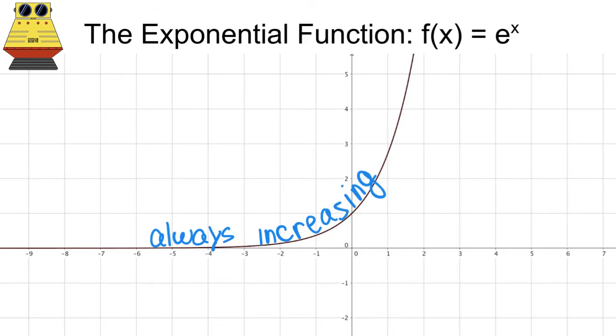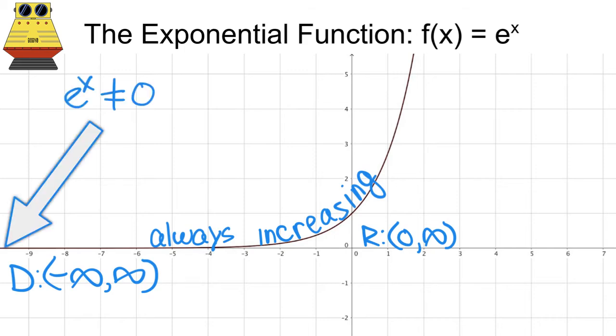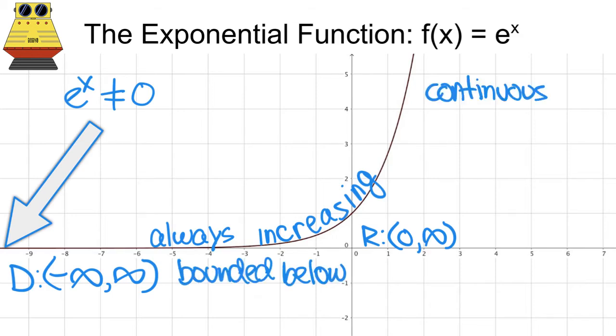The domain is all reals, and the range is (0, infinity), exclusive of 0. E to the x can never be equal to 0, no matter what you plug in for x. The function e to the x is continuous, bounded below, but doesn't have any symmetry. It's usually used to represent population growth.